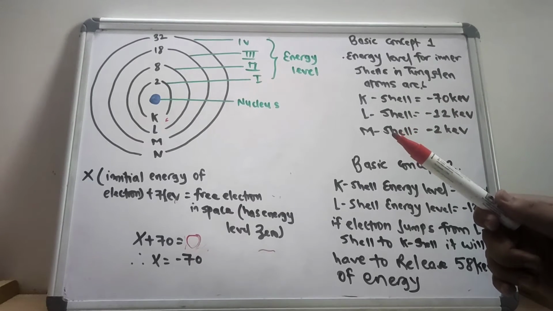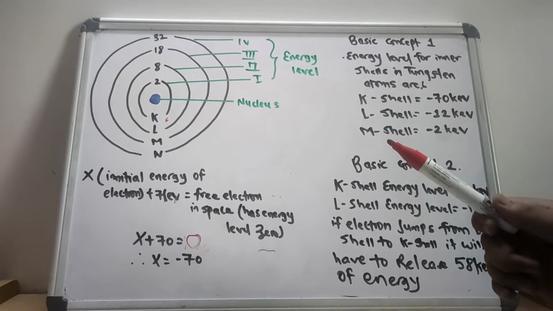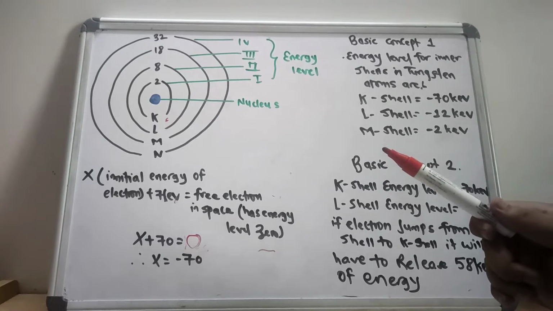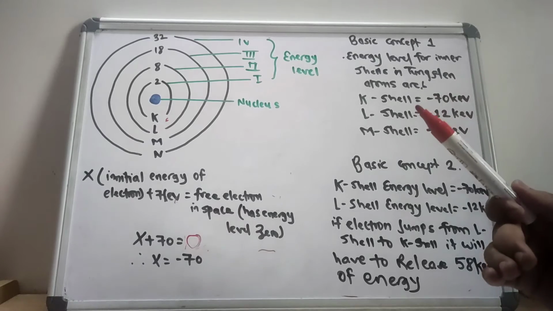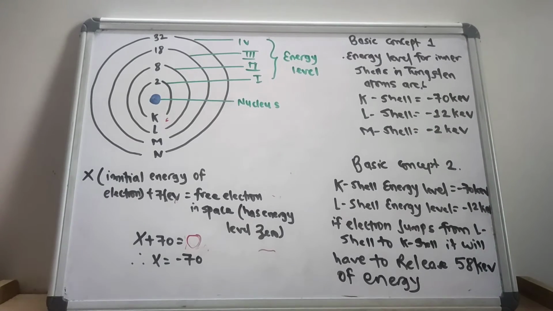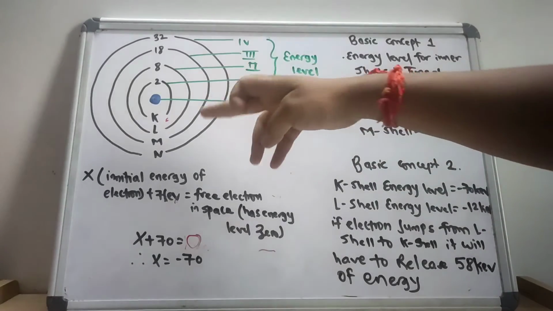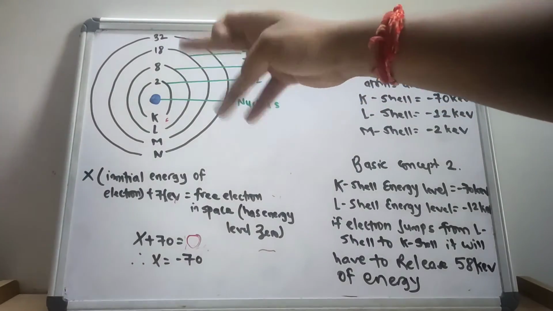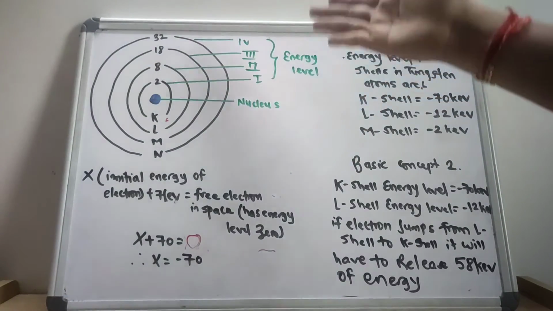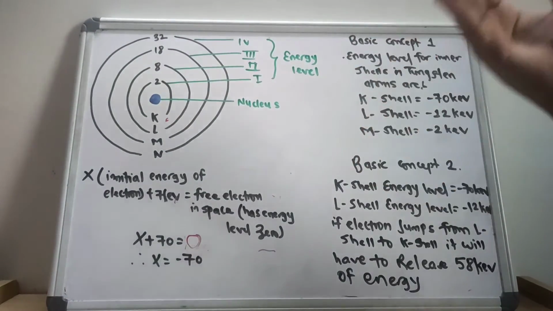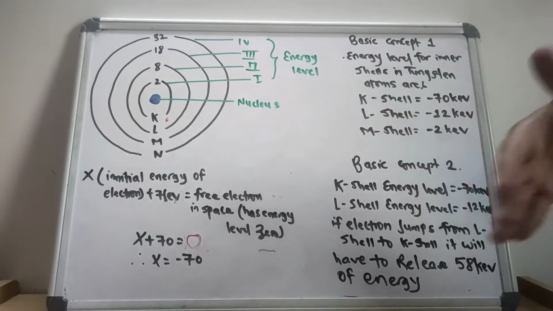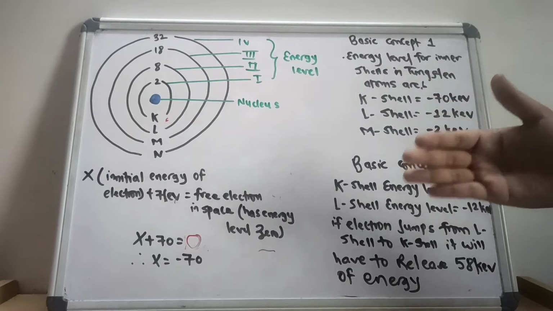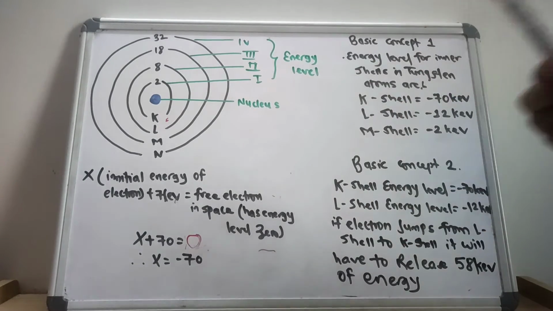If the amount of energy required to remove a K cell electron was 70 keV, the amount of energy required to remove an L cell electron would be less than that of the K cell. Obviously, the further away from the nucleus, the less energy is required, and the scientists found that energy is 12 keV. Similarly, for the M cell, it was even less, 2 keV.